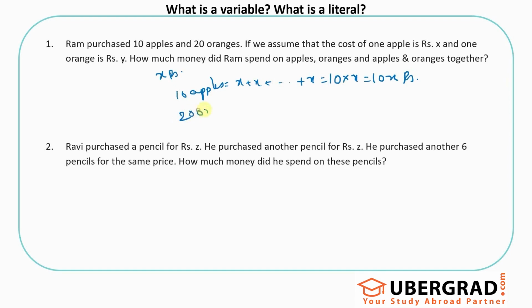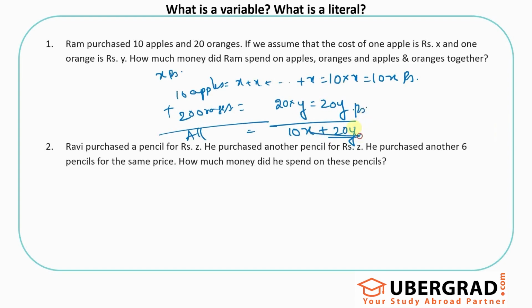20 oranges is what he purchased, and each orange is y rupees. That means he would have spent 20 into y, 20y rupees. Together, he would have spent 10x rupees on apples plus 20y rupees on oranges. That's the total amount he spent.